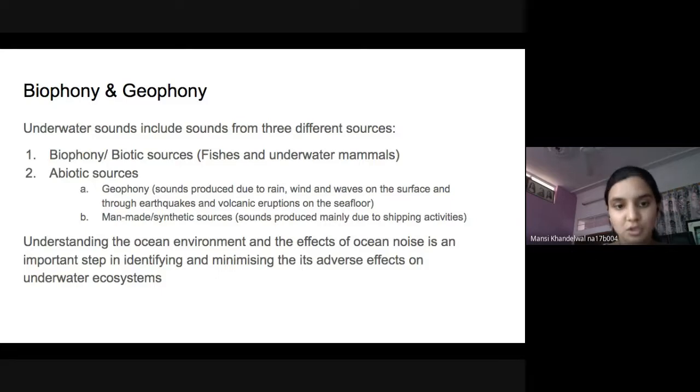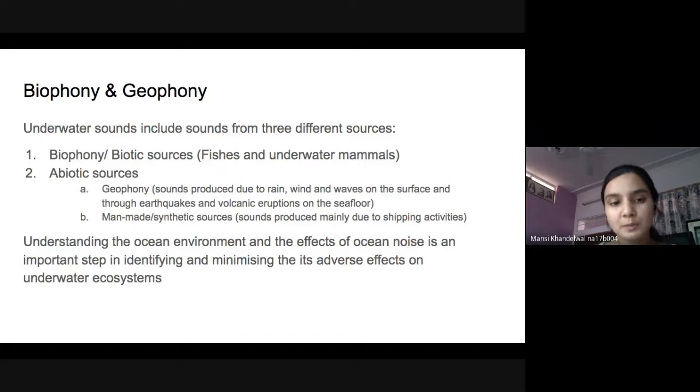One would be geophony. These would be sounds which are produced either on the surface of water due to rain, wind, and waves, or sounds that are produced underwater due to activities on the seafloor, like earthquakes and volcanic eruptions underwater. Another category of sounds that we also observe underwater would be the sounds produced due to human activities. They are mainly due to shipping activities, but they could also include sounds from drilling and other activities which are happening in the nearby area.